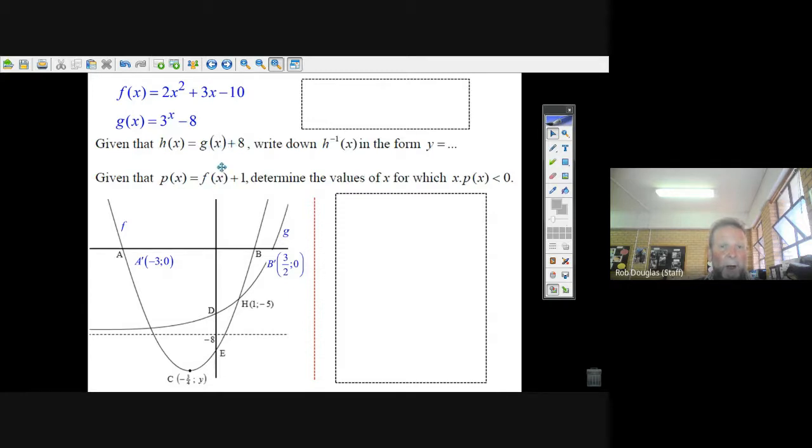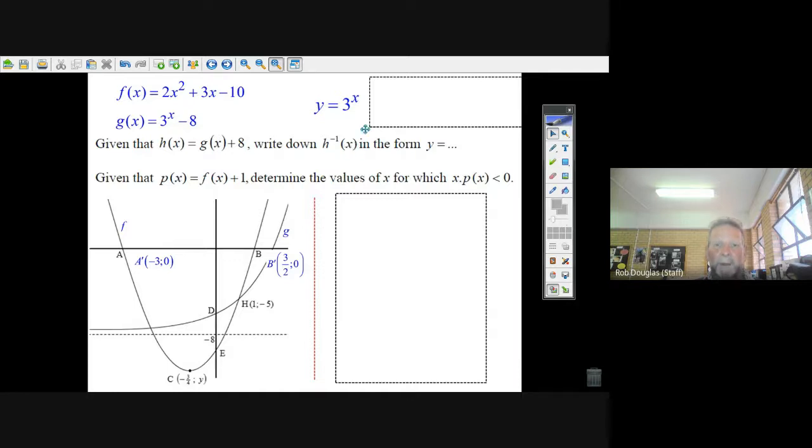Well, I think you get a mark just for doing that. So take the minus 8, add 8, you'll get y equals 3^x. Well, there's the first part. That's the starting point. But then they say they want you to write down the inverse of that function.